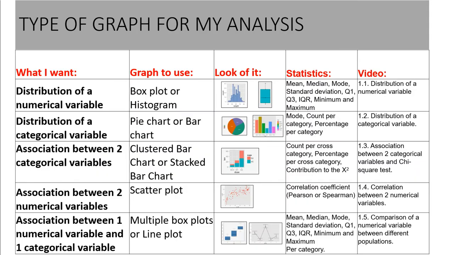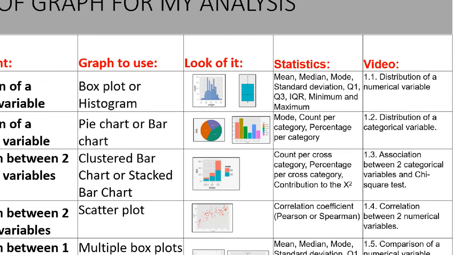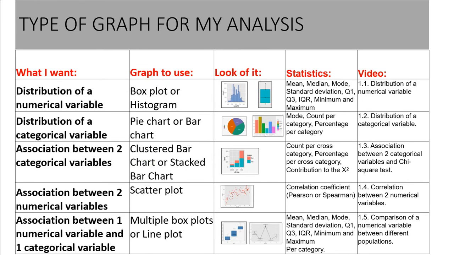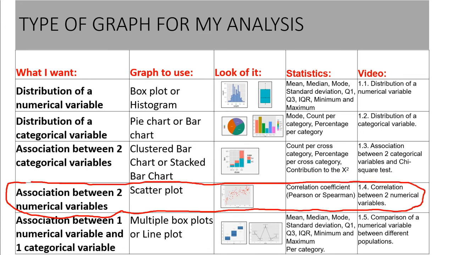So in that case, you would have a look at this table. You have two numerical variables, and you want to look at the association between two numerical variables. So you go to that row here. The row association between two numerical variables, you would do a scatter plot to illustrate this association, okay? A scatter plot, which is indicated here.